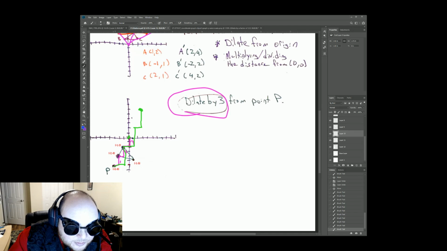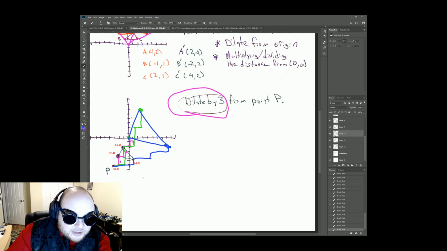So on this one, it's going to be over 4, up 1, over 4, up 1. That's twice. Then over 4, up 1. And now we have a triangle, which should look basically like the original triangle that we had, except it is larger and it's been moved. So we did that once, twice, 3 times.